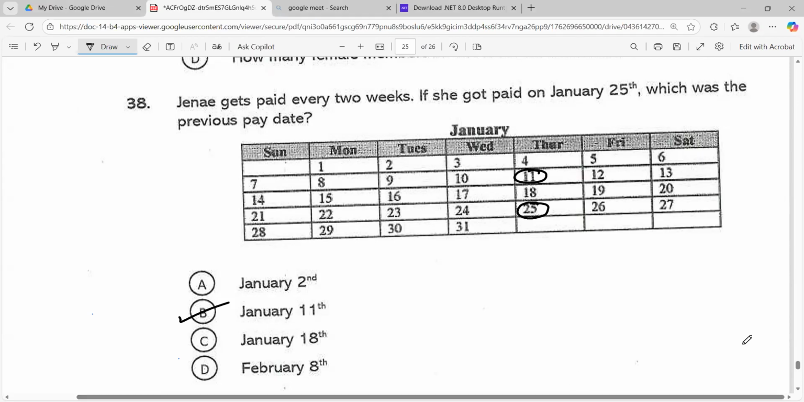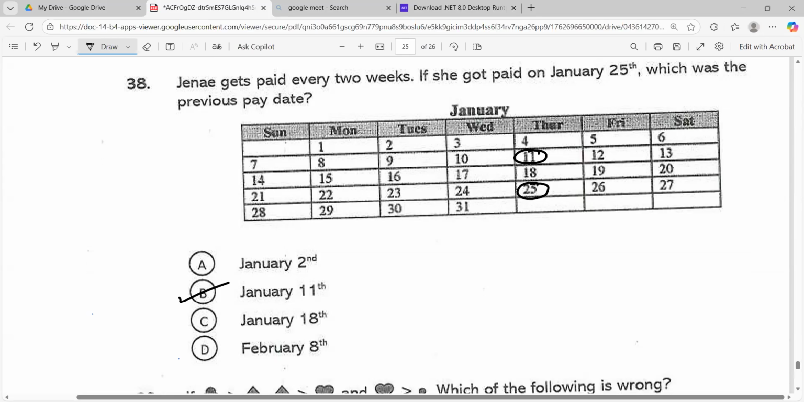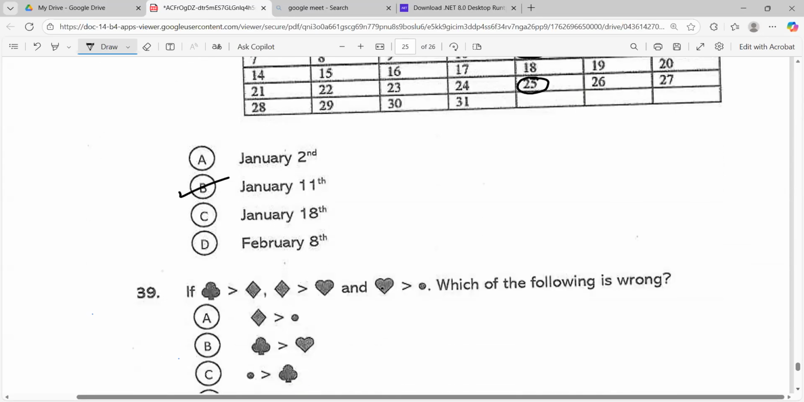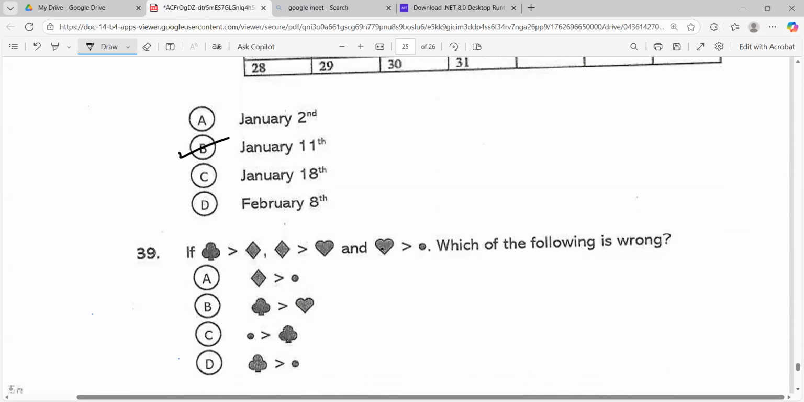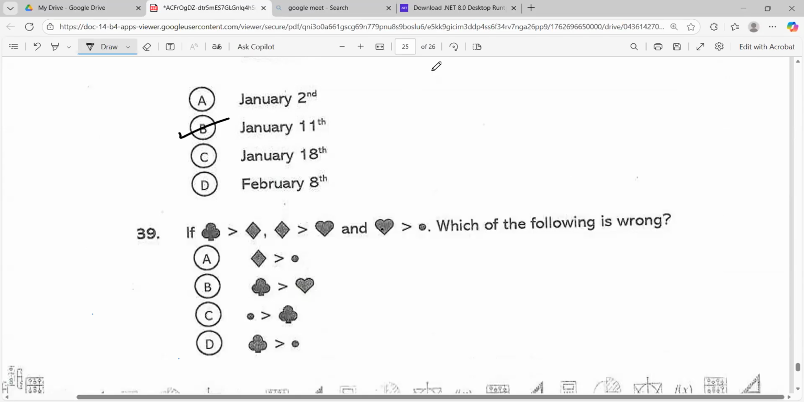And so she got her pay on the Thursday. So when you're getting paid, guys, you see what I mean? When you get paid, you will know when you should get paid.